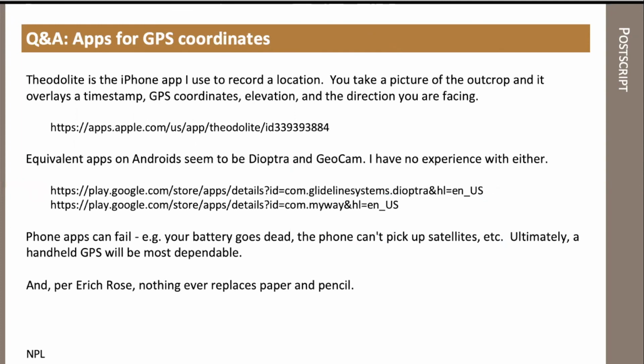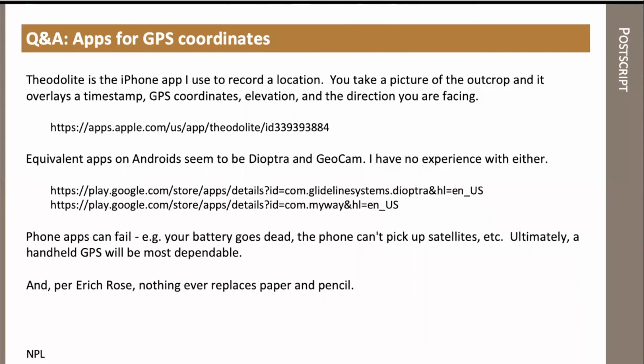On my iPhone, I use Theodolite, and it's great for recording locations. You take a picture of the location where you've just collected something, and it overlays the timestamp, the GPS coordinates, the elevation, and the direction you're facing. It's very handy. You get it out of the App Store.